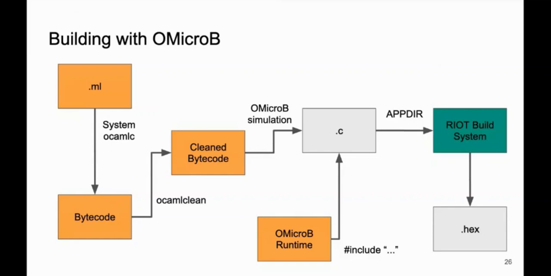Then OMicroB does a simulation of that bytecode up until the first I/O, at which point the state is dumped into the C file. The OMicroB runtime is then simply included into the C file with a standard preprocessor include. This C file is stored in the application directory, and RIOT just pulls that in along with all of its specific files, compiles it all together, links it, and produces the hex image.